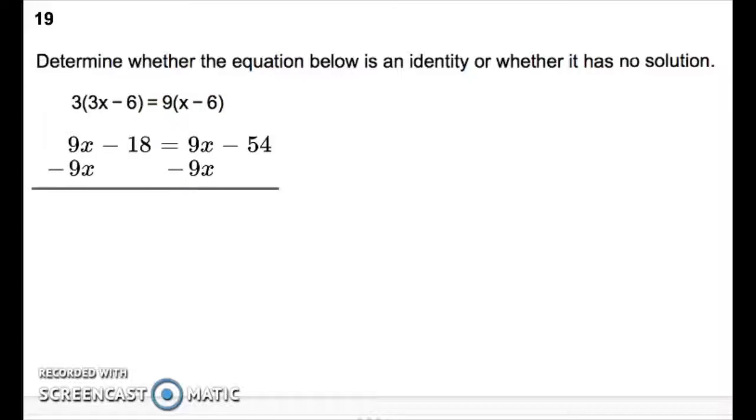Number 19. Determine whether the equation below is an identity or whether it has no solution. So the first thing we need to do is distribute in both of them. So distribute the 3 here, we'll get 3 times 3x is 9x. 3 times negative 6 is negative 18. Over here, 9 times x is 9x. 9 times negative 6 is negative 54. So now we'll subtract 9x from both sides, and we'll get negative 18 equals negative 54, which is not true, so there's going to be no solution for this one. So the answer is no solution.